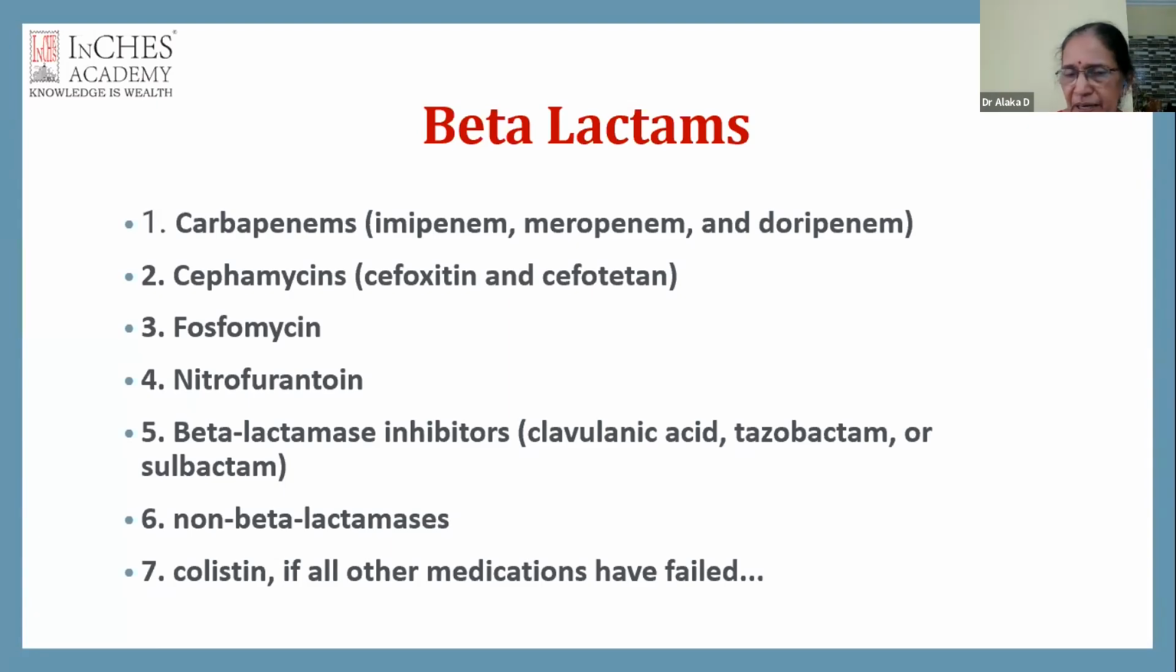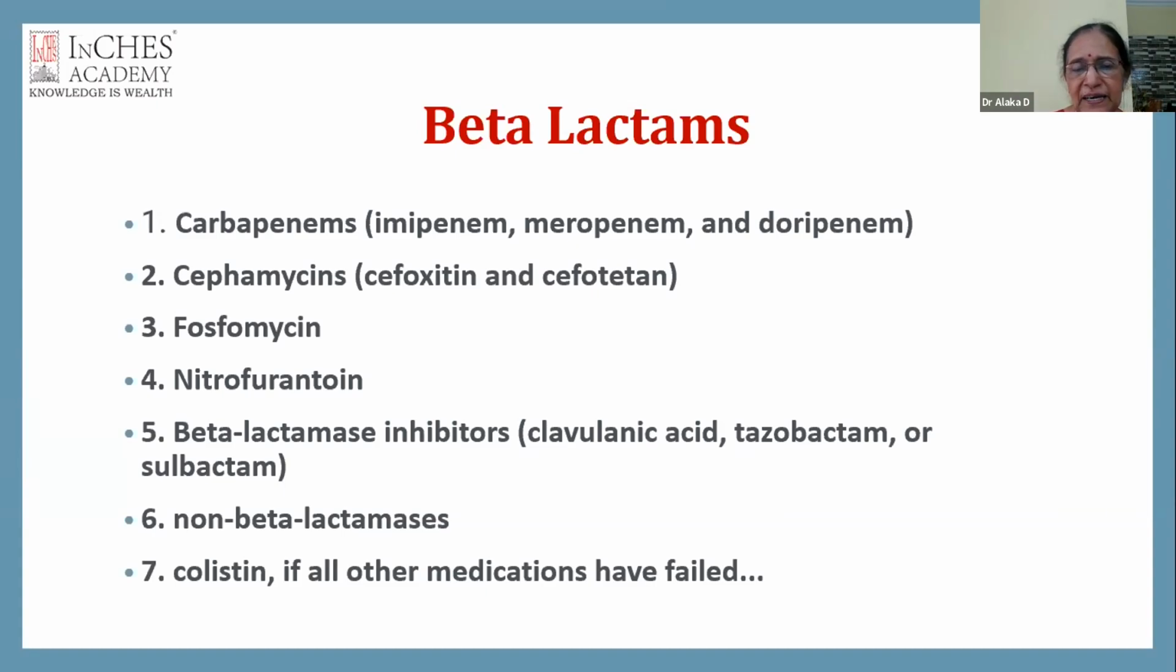All these, again, please remember that we keep them reserved for serious infection or sepsis. So they are used in the hospitalized patient, particularly patient facing a serious infection, admitted in ICU, and therefore we in our family practice don't use them. Nitrofurantoin is another antibiotic, antimicrobial, I would say. Beta lactamase inhibitors are clavulanic acid, tazobactam, and sulbactam, which I have already told you. Then there are certain non-beta lactamases and colistin.